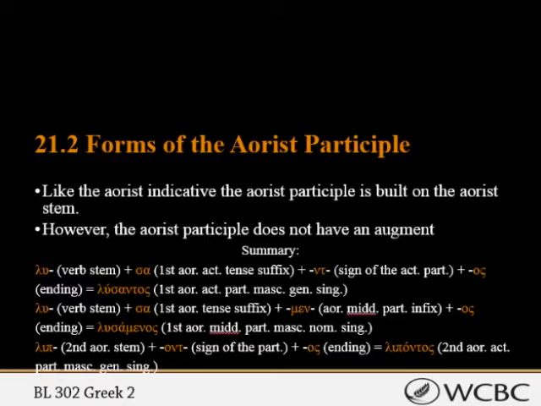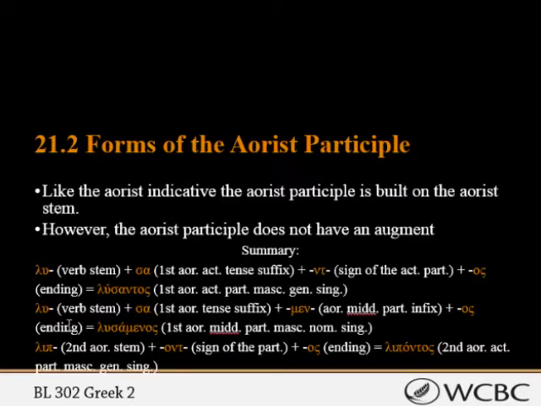So we start with the stem of the verb, lu, so there's no augment with it, so it would just be lu. Then we add the tense suffix, the first aorist tense suffix, which would be sigma alpha. Then we would have the normal sign of the active participle, the nu tau, followed by the ending, which would be omicron sigma. So if I'm dealing with the first aorist active participle, we'd have lusantos. Lusantos would be first aorist active participle, masculine, genitive, singular.